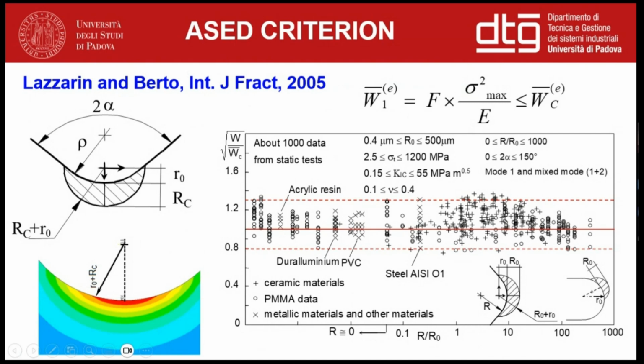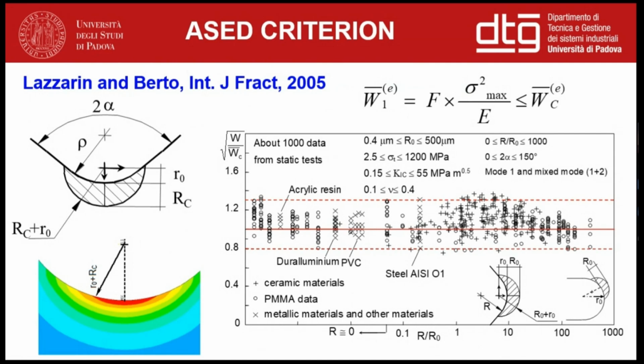This recalls the contour lines of the strain energy density close to the notch tip, and they analytically evaluated the strain energy density averaged over this kind of volume. The final expression is that reported here. As you can see, it is very simple. This parameter F can be seen as a sort of averaging factor and contains a lot of analytical manipulation related to the integration of the whole stress field within the control volume.